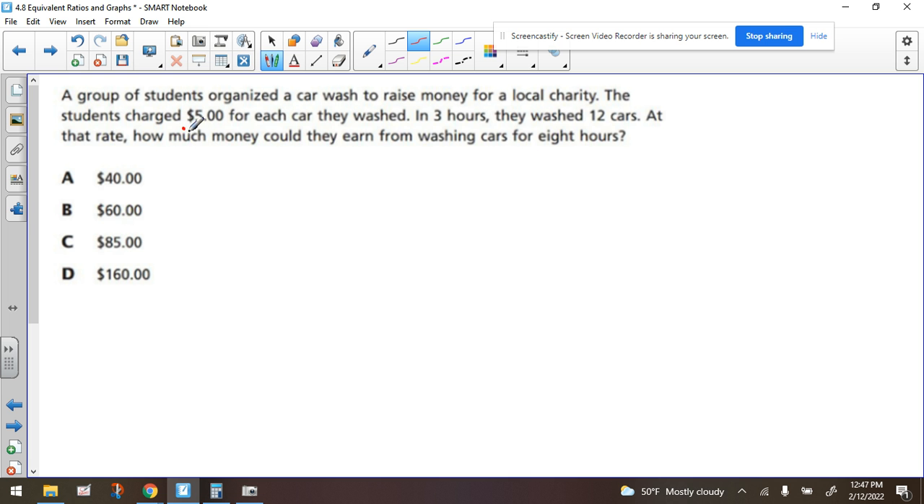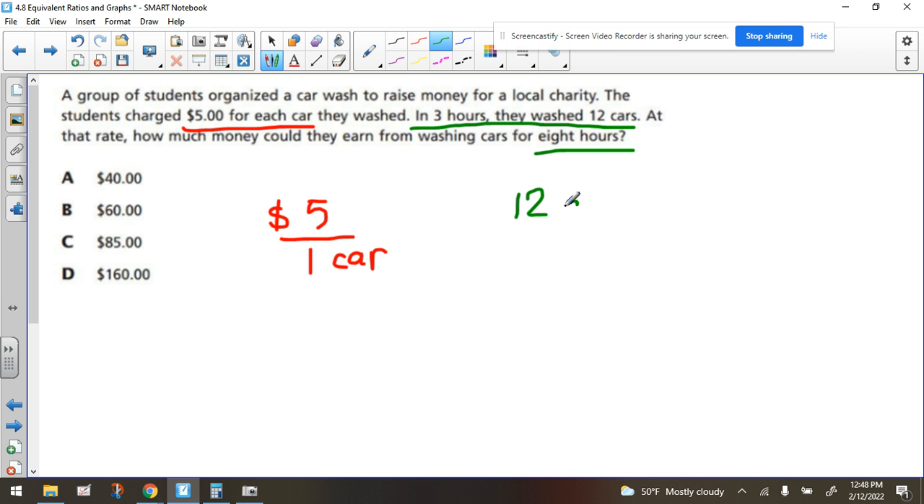I do see this right here, $5 for each car. So I'm going to write that down. That's $5 for one car. All right, other rates that I see, this one right here: in 3 hours, they washed 12 cars. Now I'm going to write it in a different way because we have this unit matches the idea of hours and hours. So I'm going to write this as 12 cars in 3 hours.